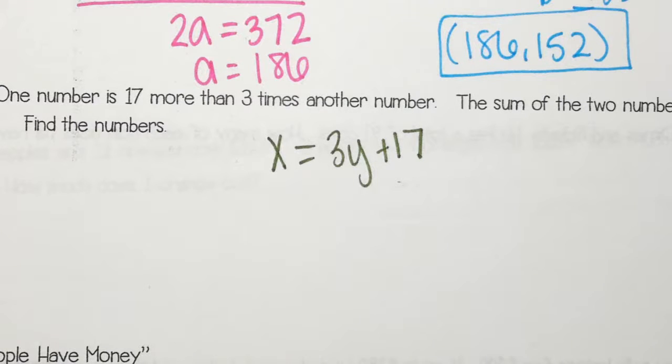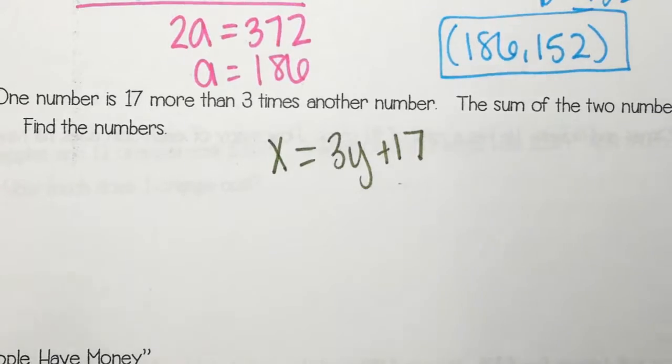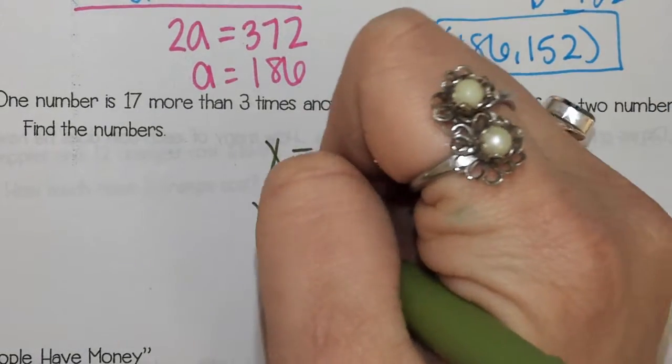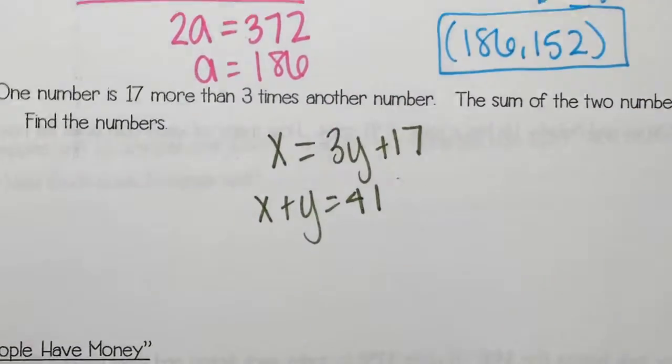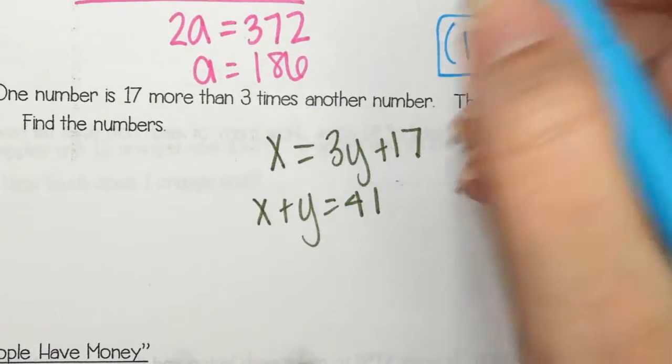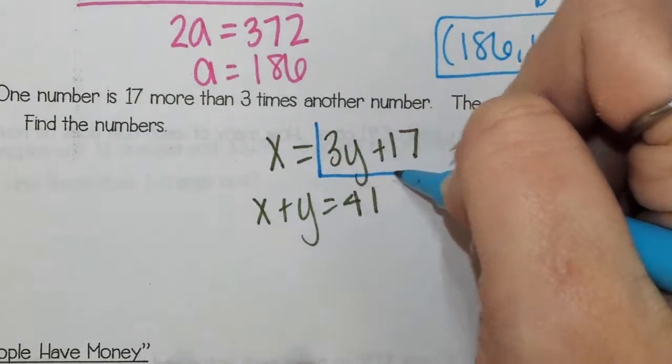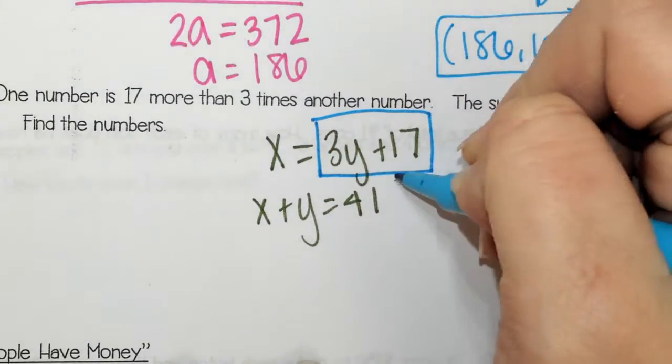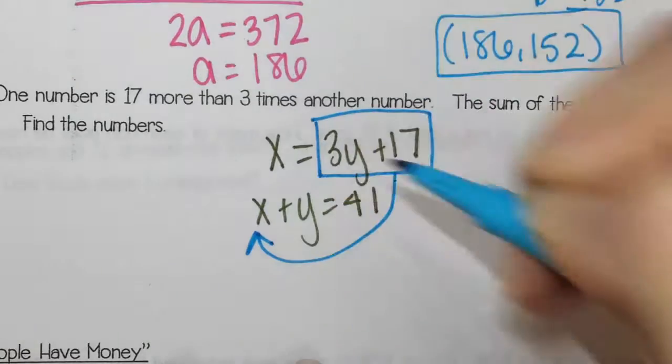Did anybody get that right? Hey, good. Take a point. And then it says the sum of the two numbers is 41. So you would say x plus y equals 41. Now, would we use elimination or substitution for this one? Substitution. But we could use elimination, right? So we know what x equals. We're going to take that and plug it in right here.